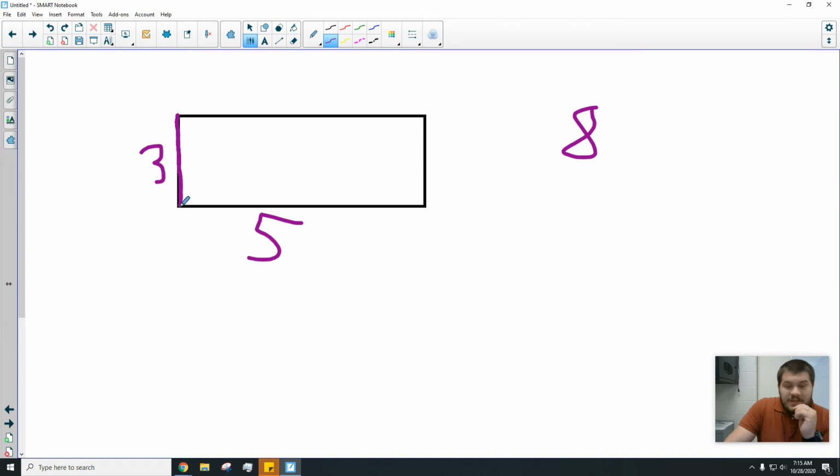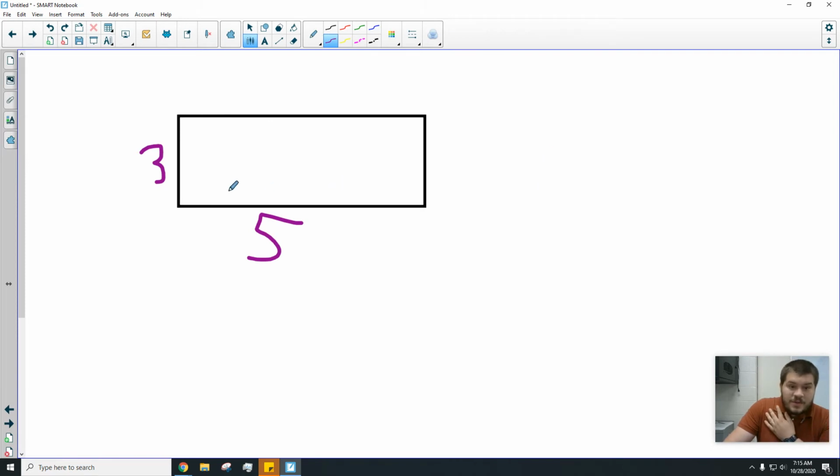if we go across this side here, we go across 3. If we go across this side here, there's 5 more. So this distance is 8. Well, we still have this other distance here. So what we need to do is make sure all sides are covered. We need to make sure we have a measure for all sides.